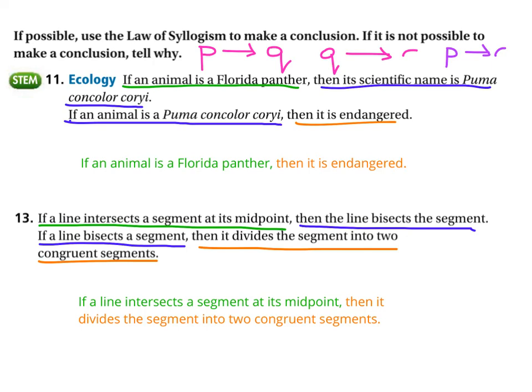Okay? The trick with that is the conclusion of the first one, or any one of them, has to be the hypothesis of the other one. And if that's the case, then you can take that part out and just take this hypothesis with this conclusion for your new conditional statement.